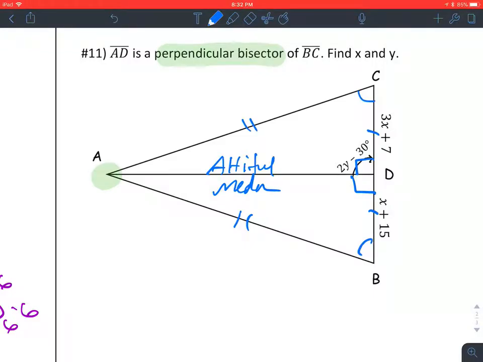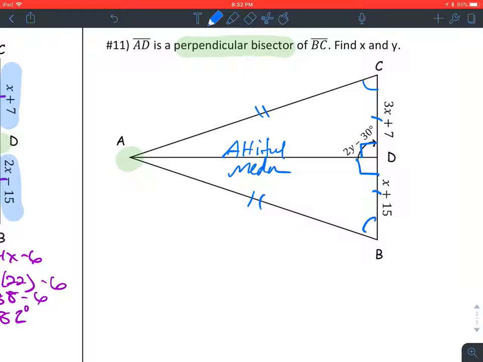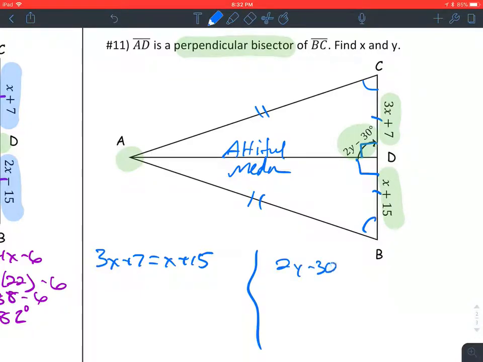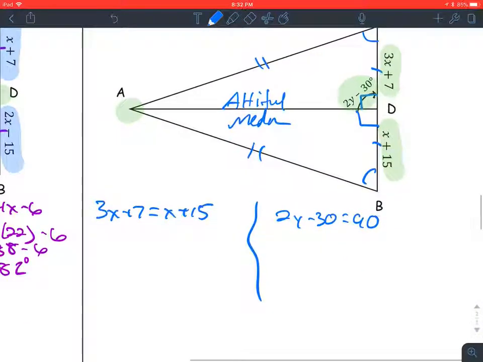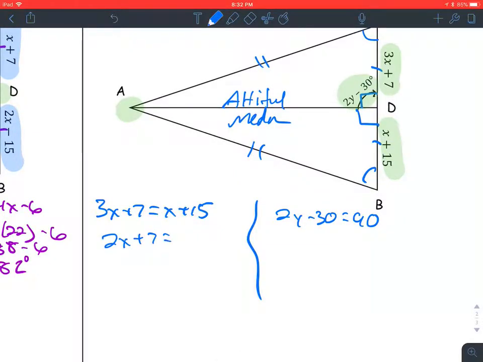Now, none of the last things I just did affect the problem, but it's things you got to look out for every time that this happens. So as far as equations we can write, 3x plus 7 equals x plus 15. Another equation we can write is that 2x minus 30 equals 90. You solve each of those little fellas, you're going to get 2x plus 7 equals 15, 2x equals 8, x equals 4. And the other equation, add 30 to both sides and divide by 2, and you get y is 60.